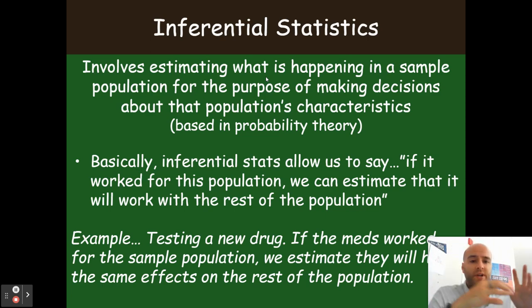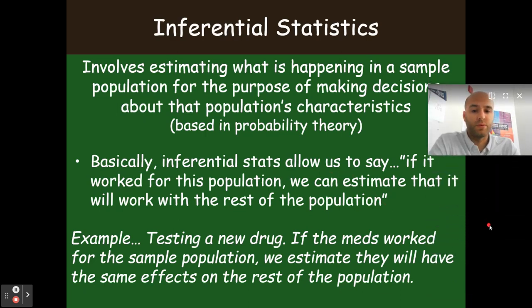So that's a lot of jargon, sounds kind of confusing. Basically, what it breaks down to is this. Inferential statistics allows us to say, if this worked for this population, we can estimate that it will work for the rest of the population, right? And that's what we're trying to do with statistics and with research and with experiments. We're trying to take an idea, a hypothesis, and see if we can generalize it to the larger population. And that's what inferential statistics allows us to do.